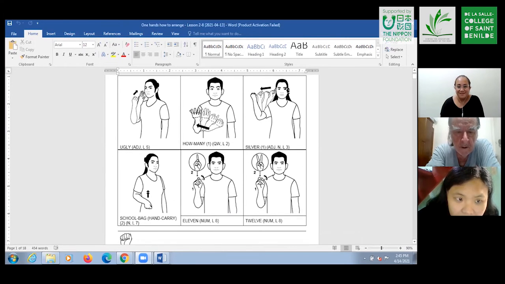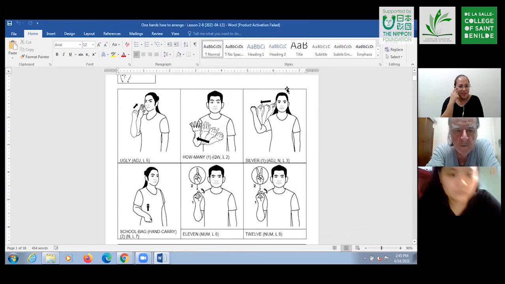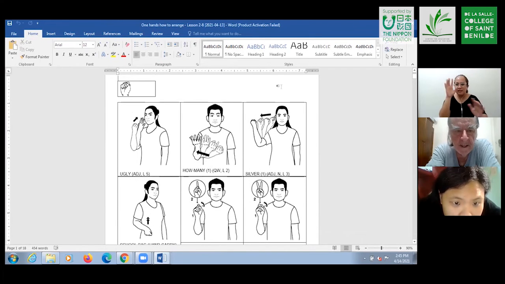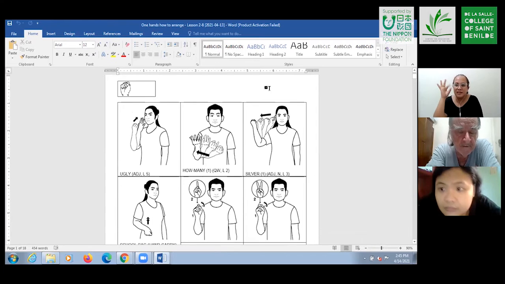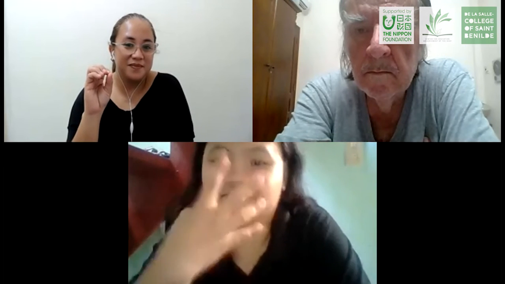Okay, so I think you have one more sign that Jasmine's group doesn't have. Ugly. Jasmine is saying it has a different hand shape at the start. It should be an S hand shape included.